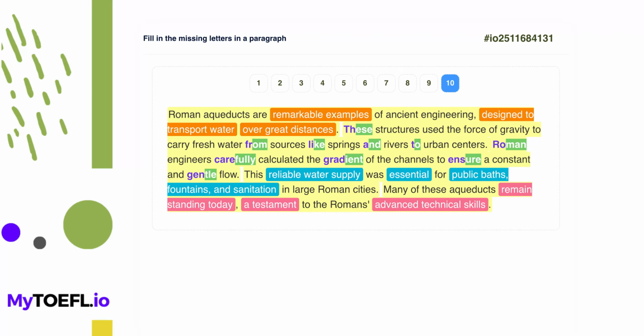Great job working through this text. Remember, in Complete the Words questions, always look at the surrounding words for grammatical clues, such as prepositions that go together or adverbs that modify verbs. Reading the whole sentence helps you predict the meaning before you even look at the letters. Keep practicing this strategy, and I will see you in the next lesson.